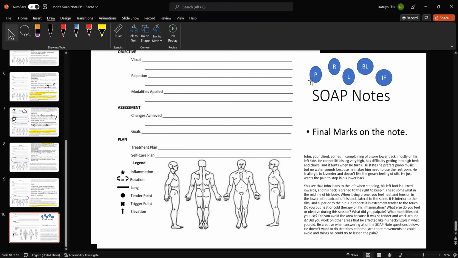So what are we marking down here? Okay, he's complaining of a sore lower back, mostly on his left side, cannot lift his leg very high. All right, we know it's on the left side now.